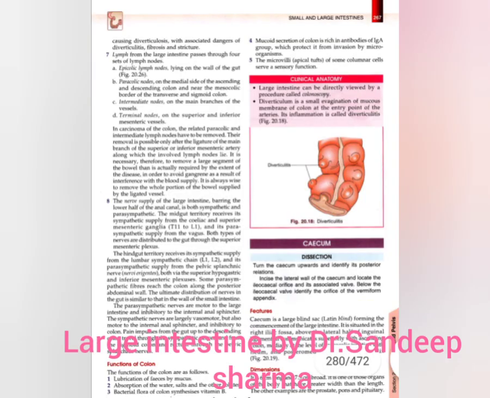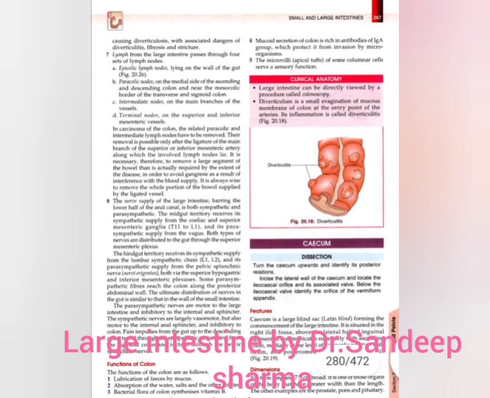Lymph circulation from the large intestine will be passed through 4 sets of lymph nodes. Those are epiploic lymph nodes, paracolic lymph nodes, intermediate lymph nodes and terminal nodes on the superior and inferior mesenteric vessels. About the nerve supply of the large intestine, there will be sympathetic supply from the celiac and superior mesenteric ganglia, T11 to L1, and parasympathetic supply from the vagus nerve. So both types of nerves will be distributed to the gut through the superior mesenteric plexus.